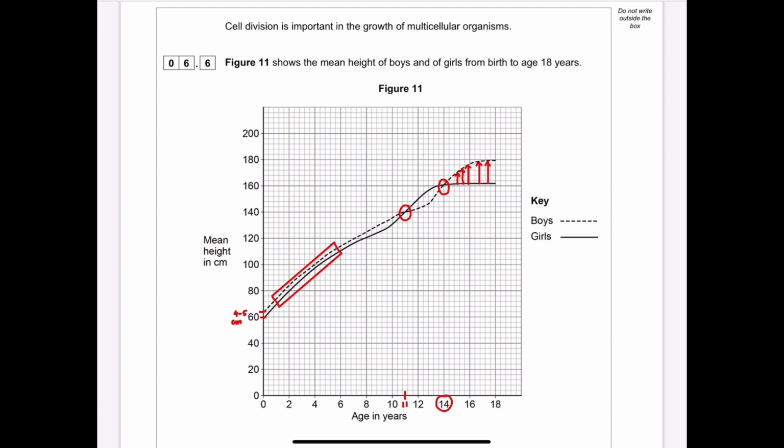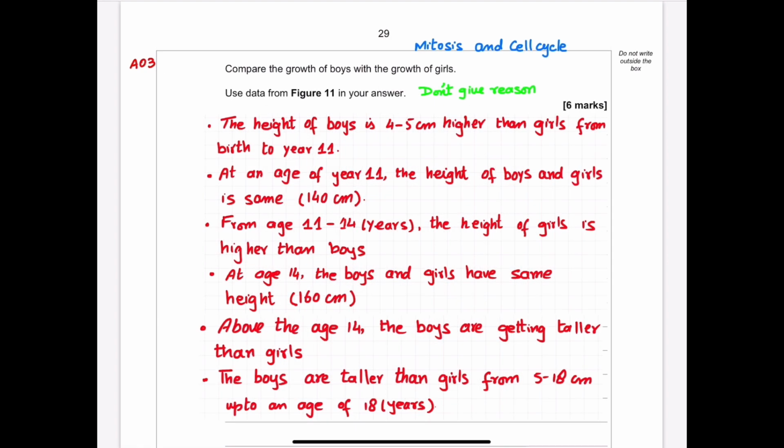Compare the growth of boys with the growth of girls. Use data from figure number 11 in your answer. This question is from mitosis and the cell cycle. Let's see the model answer. The height of the boys is 4 to 5 centimeters higher than the girls from birth to the age of 11.